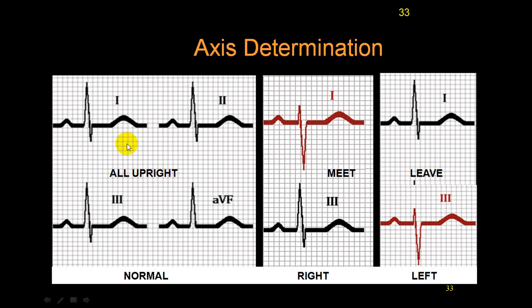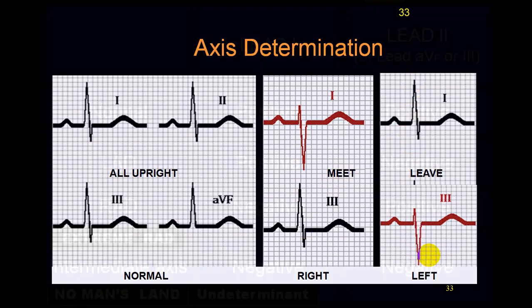The 2 leads which are commonly taken are lead 1 and below it you put lead 3 or AVF. Now you can look here. In lead 1 it is upright. This is also upright. This is a normal axis. If lead 1 is negative and lead 3 or AVF is positive, then it is considered right axis deviation. And if lead 1 is positive and lead 3 is negative, it is considered left axis deviation. I'll be showing you one simple diagram which will tell you all the different types of axis.